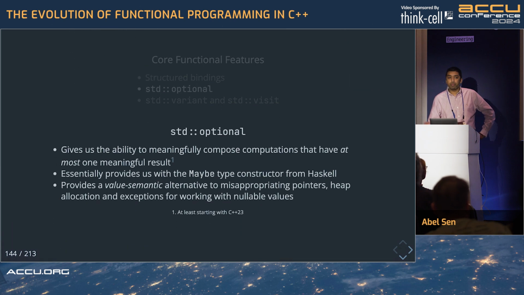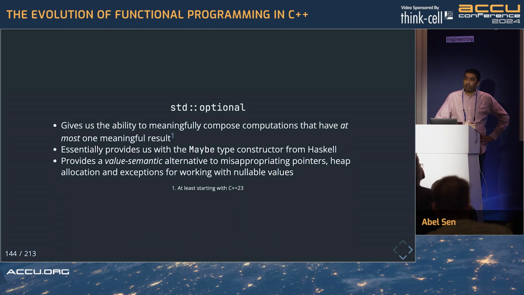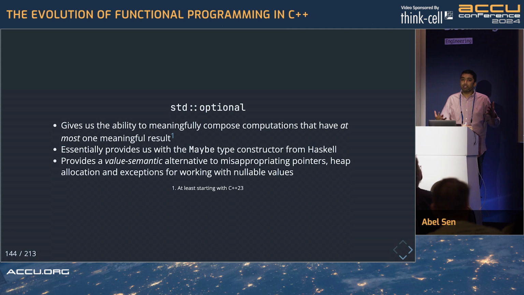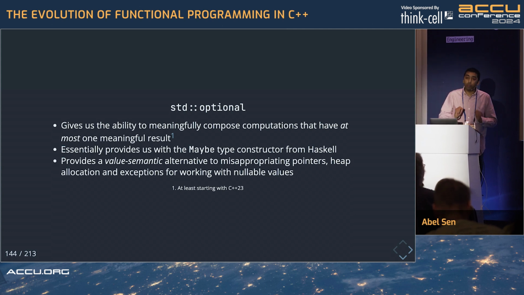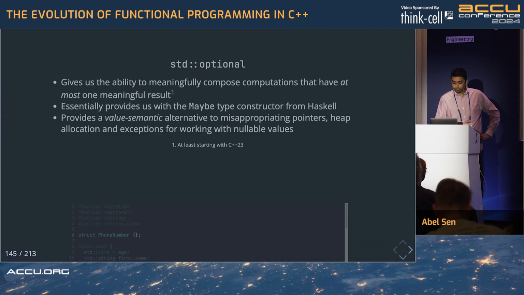Then we also do optional. So this is a very interesting data type for composing computations that can have at least or at most one meaningful result. So it's very similar to the Maybe type constructor from Haskell. And for us as C++ programmers, what it gives us is an alternative to misappropriating pointers, null values, and exceptions for working with nullable things.